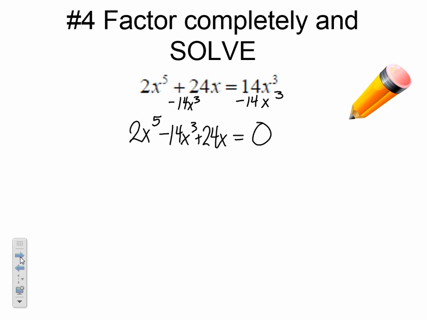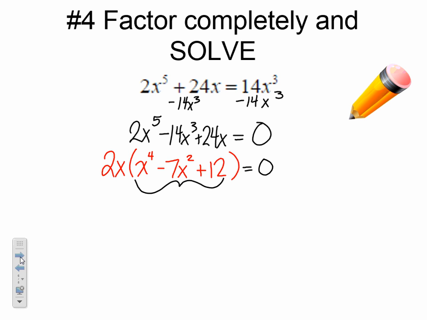Now that everybody's hanging out on the same side, we look to factor that. I notice that all of them can be divided by 2 and an x. So if I divide by 2 and an x for each term, it becomes x to the 4th minus 7x squared plus 12. Okay, so far so good. We've taken out a 2x, and now we are going to take a look at what we have. I'm still noticing a trinomial right here. Maybe the AC method would be a good tool.